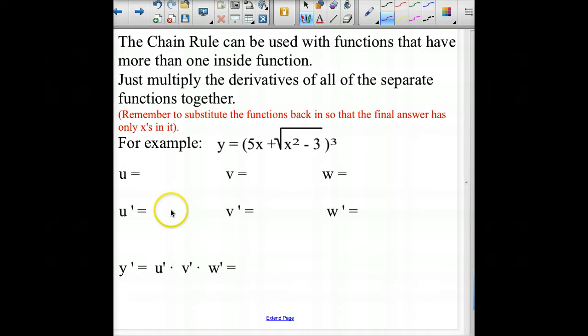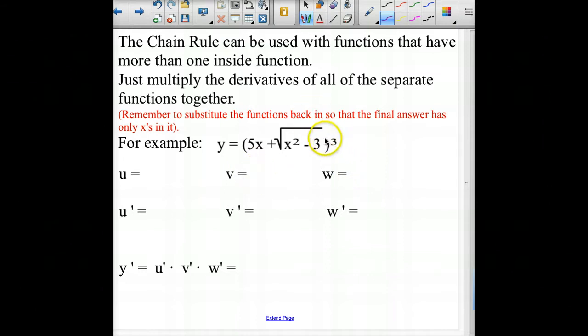The chain rule can be used with functions that have more than one inside function. You just multiply the derivatives of all the separate functions together. Remember to substitute the functions back in so the final answer has only x's in it. So if you're going to use substitutions, make sure that your final answer doesn't have any substitutions. So instead of using u and f of u and then maybe another function like g of f of u, we're just going to reduce it down to variables. We're going to do an inside function, and then the next inside function, and then the next inside function. So u is the very, very inside one, v is the middle one, and w is the very outside function.